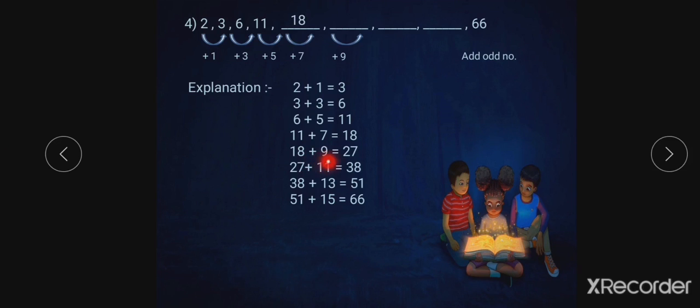And to 18, we will add the next odd number, that is 9, in order to get the next number, that is 27. And to 27, we will add the next odd number, 11, in order to get the answer 38. And to 38, we will add 13 in order to get the next answer, that is 51. And to 51, we will add 15 in order to get the last number, that is 66. Did you understand, children? Let us see some different kind of patterns.